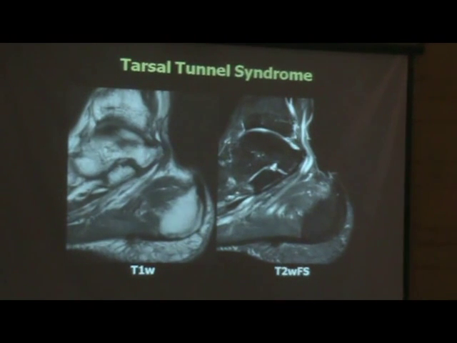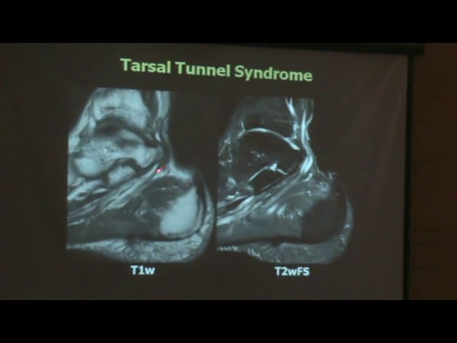This is another case, and this is not very usual to find. We often find this at the posterior lateral tubercle of the talus, which we call the Stieda process, but this one is in the posterior medial tubercle of the talus. And what's the problem with that? It goes directly through the tarsal tunnel, and this will compress the neurovascular bundle passing by.